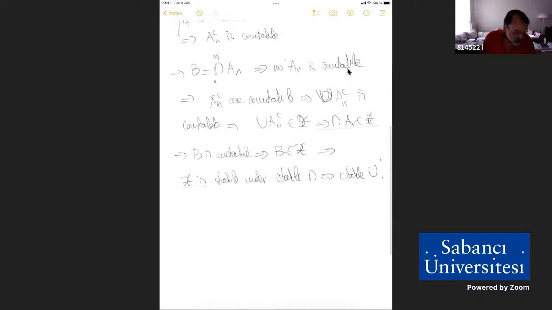Now, the second question is about the structure of the Sigma algebras. If I take a Sigma algebra on a non-finite set, then the claim says that this cannot be countable. Countable means you can count the elements. For instance, the natural integers is a countable set, but the real numbers is not countable. The definition of countability: if you can put them into one-to-one correspondence with the integers, then we say that it is countable.